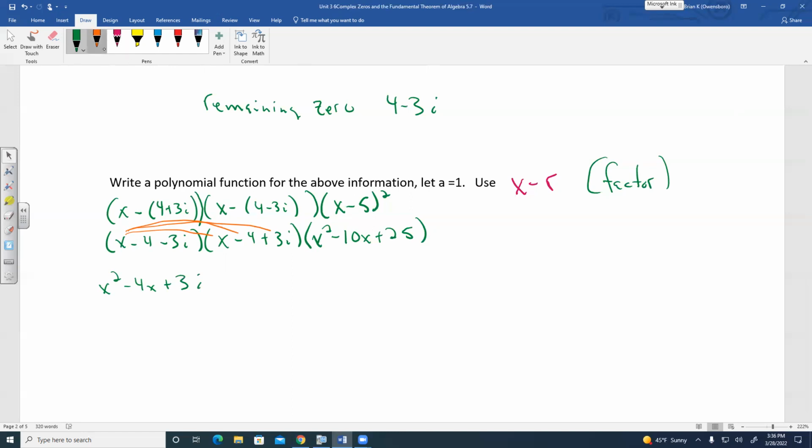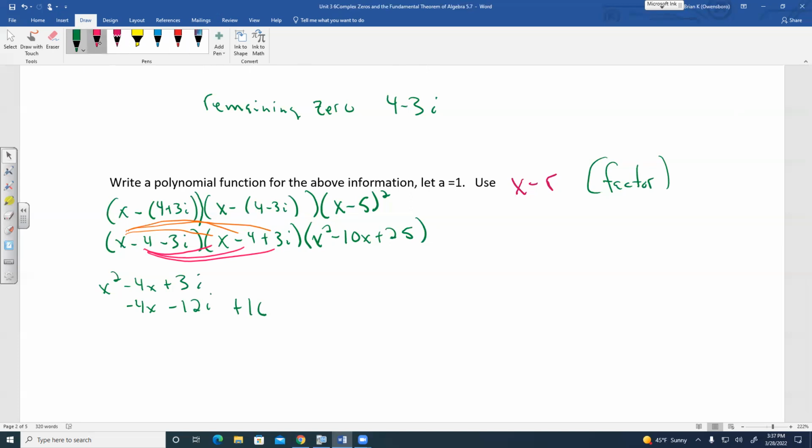Now I want to bring the -4 through. So this -4 has got to go through all three pieces as well. So -4 times x is going to be -4x. -4 times -4 is going to actually be a positive 16. I'm going to put that out here. And then -4 times 3i would be -12i. So that's going to be here, -12i. Let's keep my like terms together.